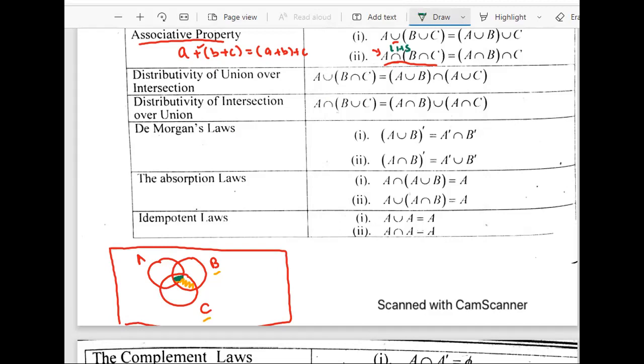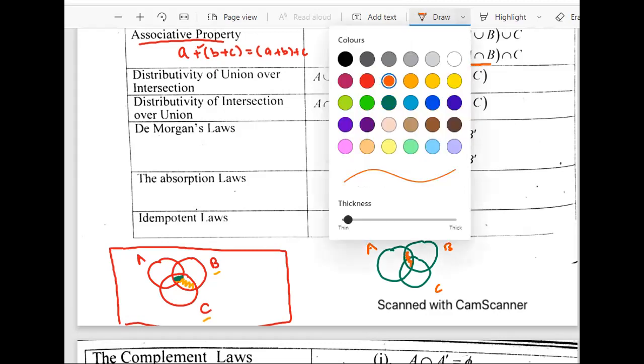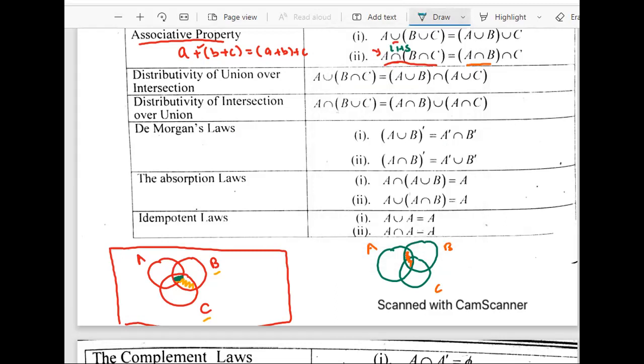Let's talk about the right side using a separate diagram. So again, I have A, B, and C, and this time I will use orange. A intersection B will give me this orange area. And if I talk about A intersection B intersection C, the orange area intersected with C, I will get this area. So using the left hand side and right hand side, I am getting the same area, right? So is this property understood?